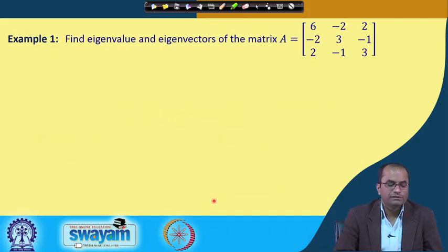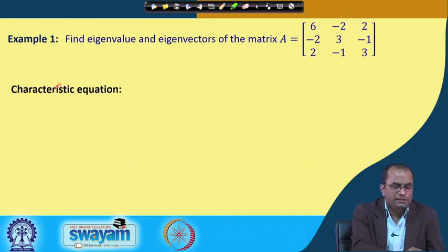First we will see with the help of many examples what situations arise here. In this case we find the eigenvalues and the eigenvectors of this matrix A, which is given as 6, minus 2, 2; minus 2, 3, 1; and 2, minus 1, 3. For this matrix we will compute the eigenvalues and eigenvectors. We have already computed them for several matrices in the last lecture, so we are now familiar with the computation of the eigenvalues.